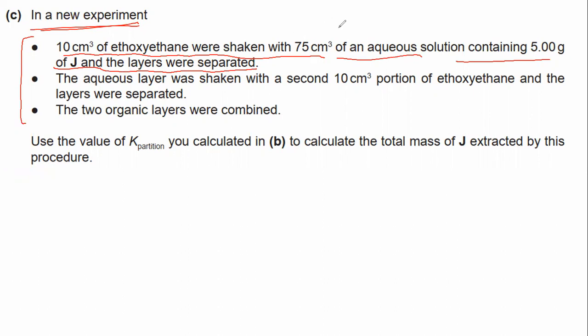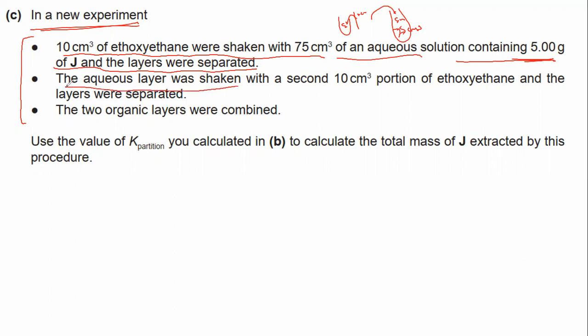So we have 5 grams of G found in 75 centimeter cubic. And then we are adding 10 centimeter cubic of ethoxyethane. So some of the mass will go to the ethoxyethane layer. But what is this mass? We will calculate it, but not now. Let's continue reading the question.